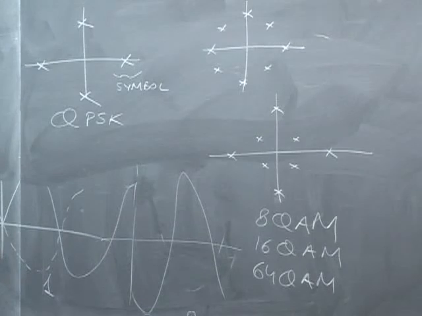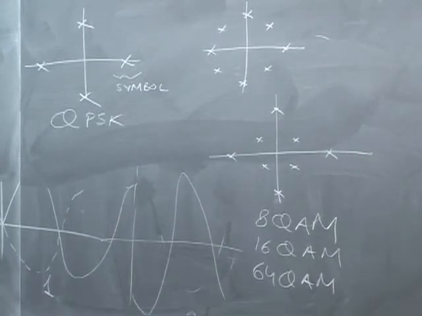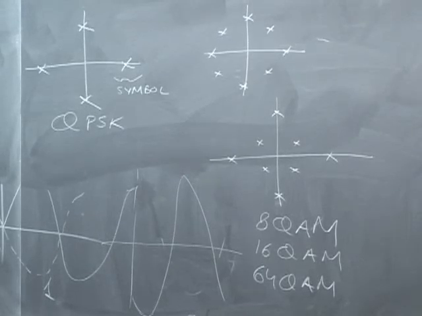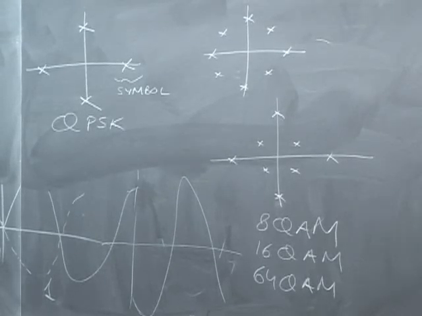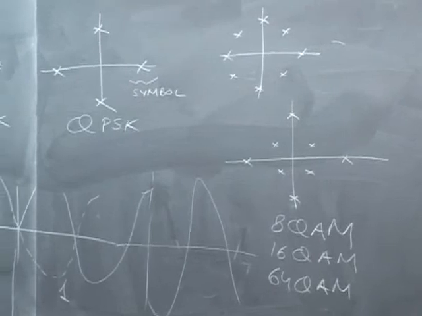So each detection is going to give me 6 bits, because 2 to the 6 is 64. I'm getting 6 bits out of just one symbol. So you can ask yourself the question, okay, this is great.